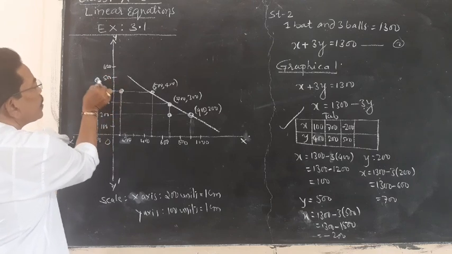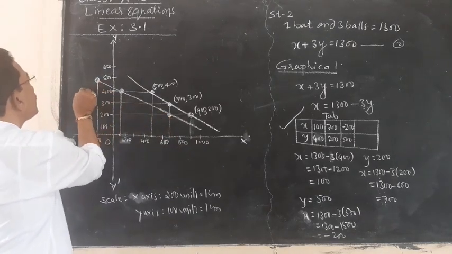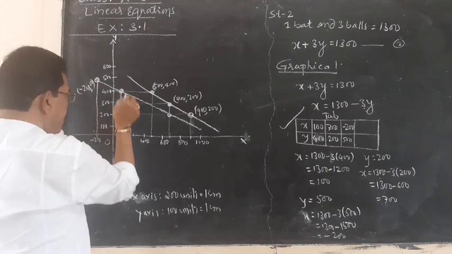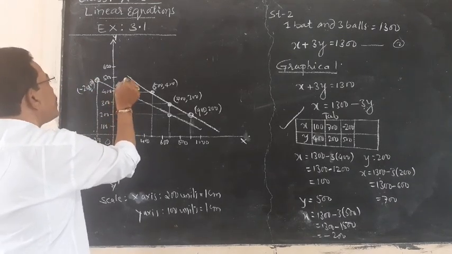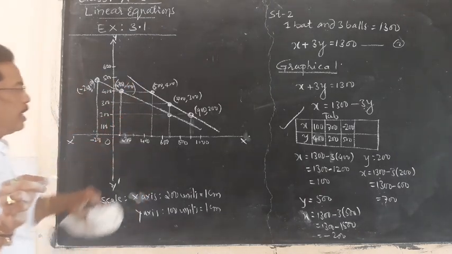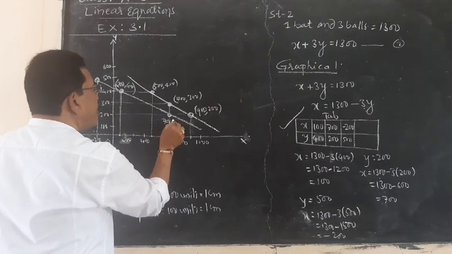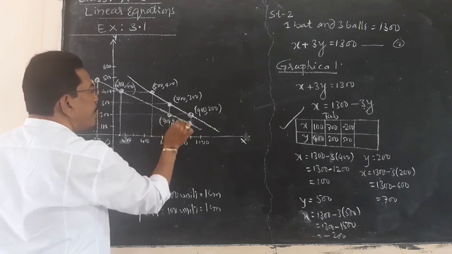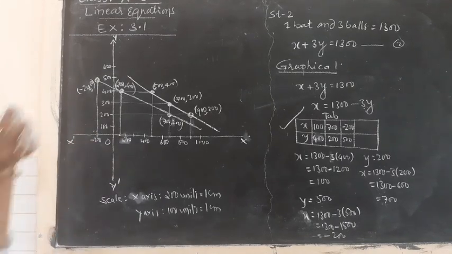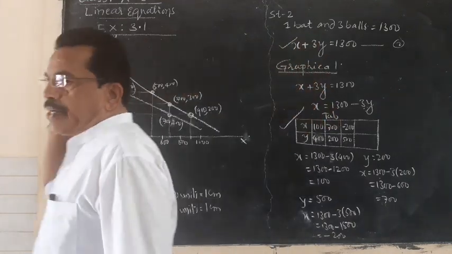Here we got, okay, like this, minus 200 and 500, then 200, 400. Like this we will get the graph. Here 700, 200. See, this is the graphical representation of this equation, that is x plus y equals to 1300.